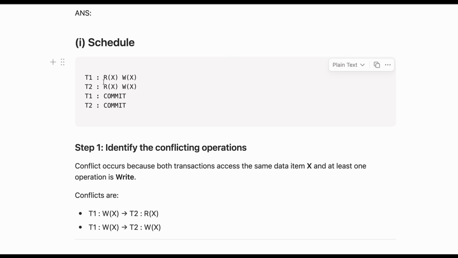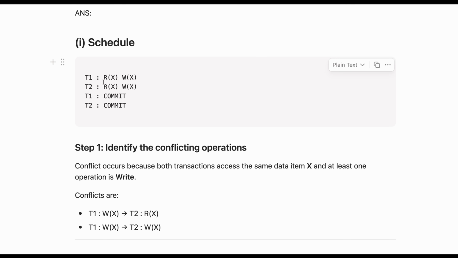So before solving the question, let's understand what a serializable schedule is. A schedule is called serializable if its execution produces the same result as some serial execution of the transactions. The easiest way to check this is by using the precedence graph. The rule is very simple. If the precedence graph contains a cycle, then the schedule is not serializable. If the precedence graph does not contain a cycle, then the schedule is conflict serializable. Remember this rule because it is the most important point in this topic.